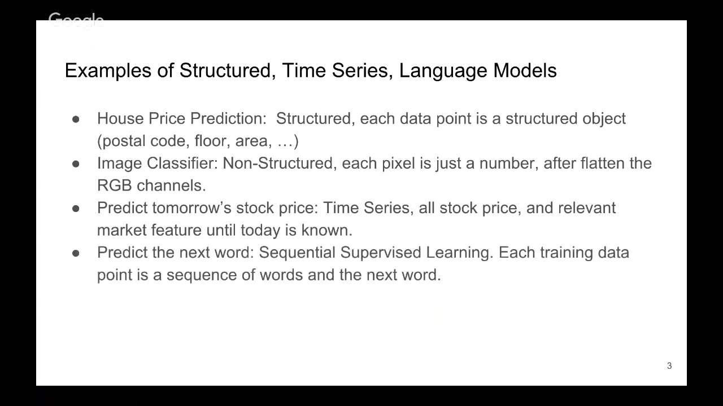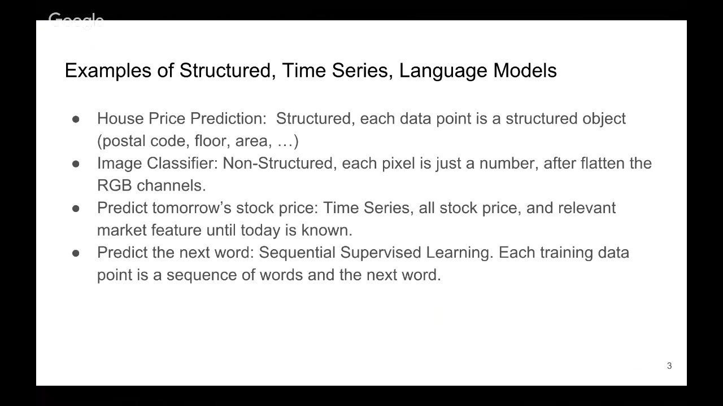And then the language model is mainly a sequential model. In the sequential model, the training data points are sequences of words. From the sequence of words, often the task is to predict what's the most likely next word, given the sequence.